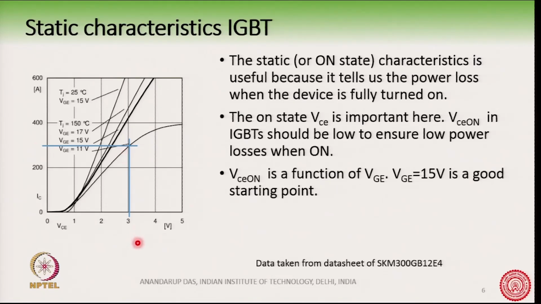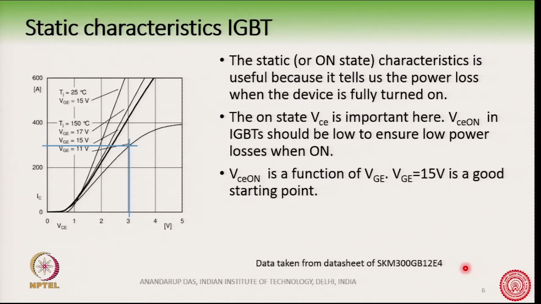Now, as you can see, this data is taken from one of the manufacturer's data sheets, an SKM300GB12E4. This is a 300 ampere, 1200 volt IGBT. So, we have taken the curve from the data sheet of this device.